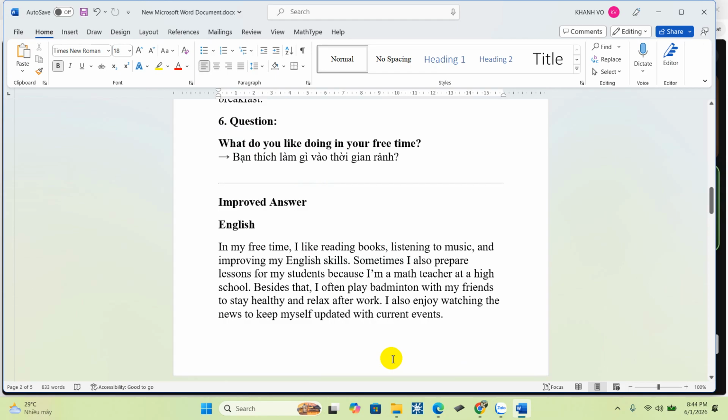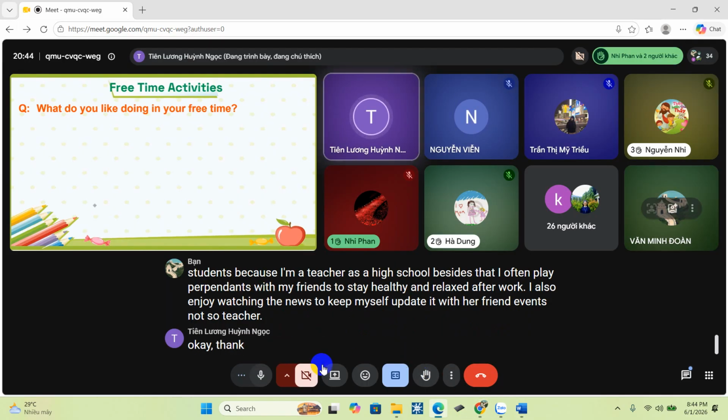In my free time, I like reading books, listening to music, and improving my English skills. Sometimes I also prepare lessons for my students because I'm a math teacher at a high school. Besides that, I often play badminton with my friends. To stay healthy and relax after work, I also enjoy watching the news to keep myself updated with current events. That's all, teacher.